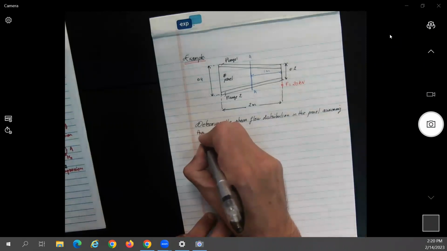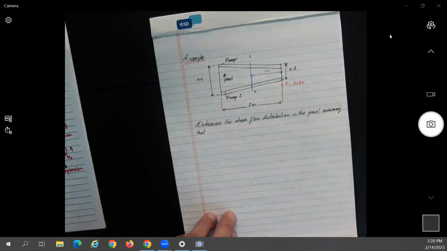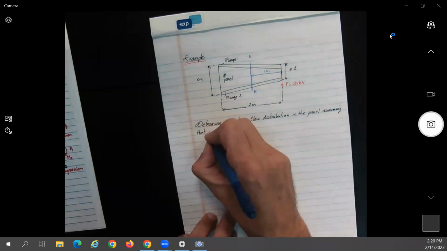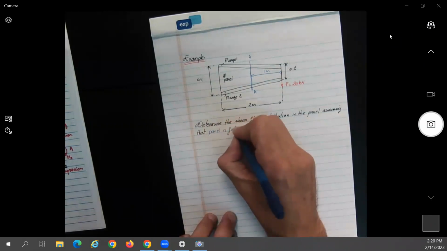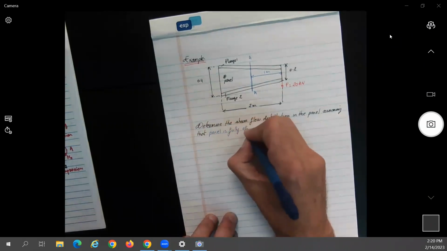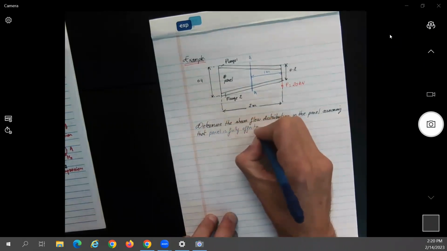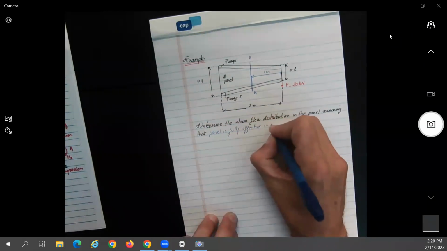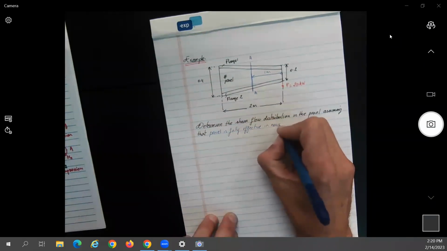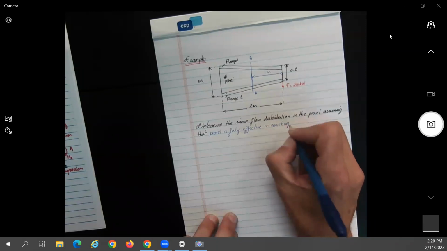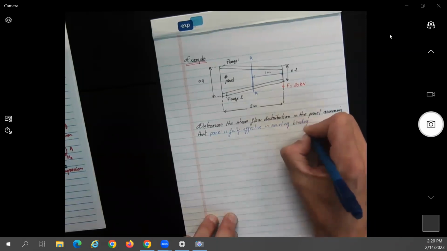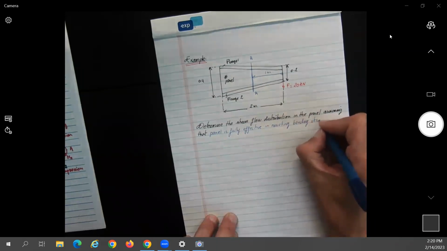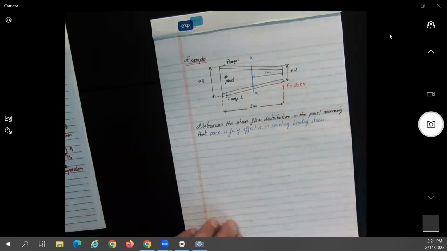assuming that the panel is fully effective in resisting bending stresses.